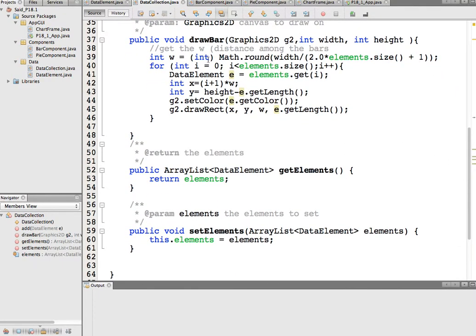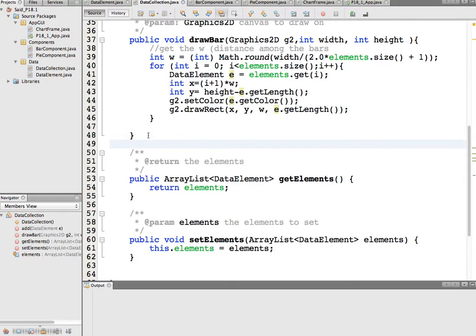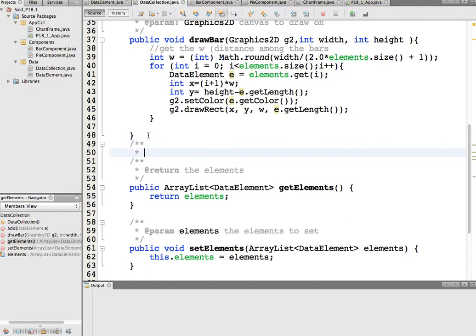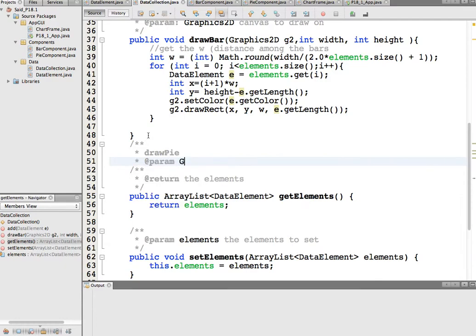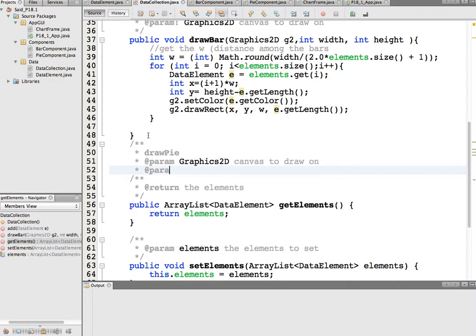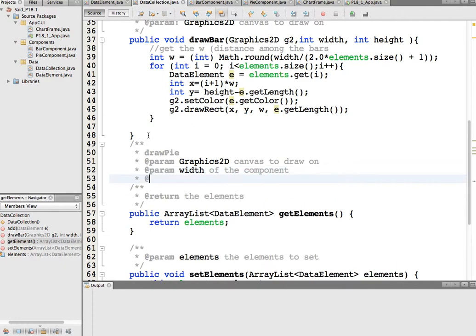in the previous video we created the code that will draw the bar chart. And this is similar to what you all did in the midterm. So what is left here is to draw the pie chart. And the draw pie chart will be similar to the bar chart. Draw pie, in that it will receive a parameter which is a Graphics 2D canvas to draw on, and will receive also a parameter which is the width of the component, and another parameter which is the height of the component.